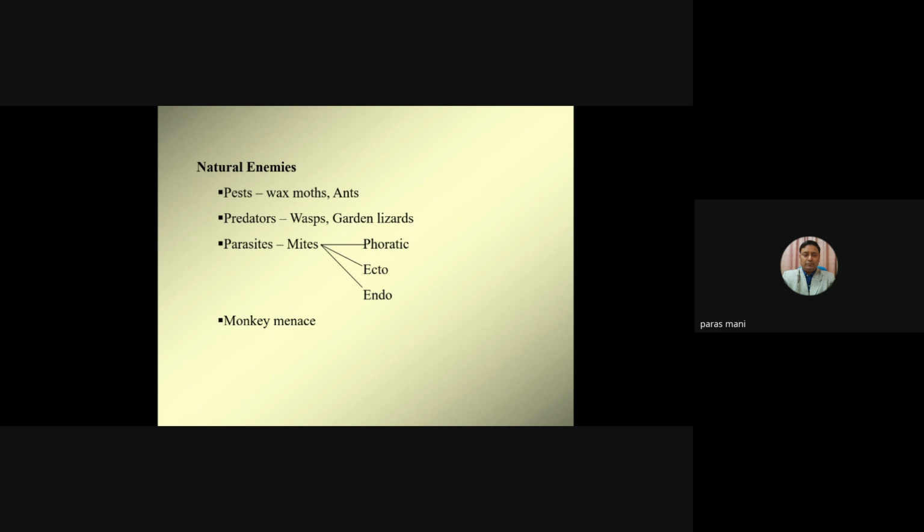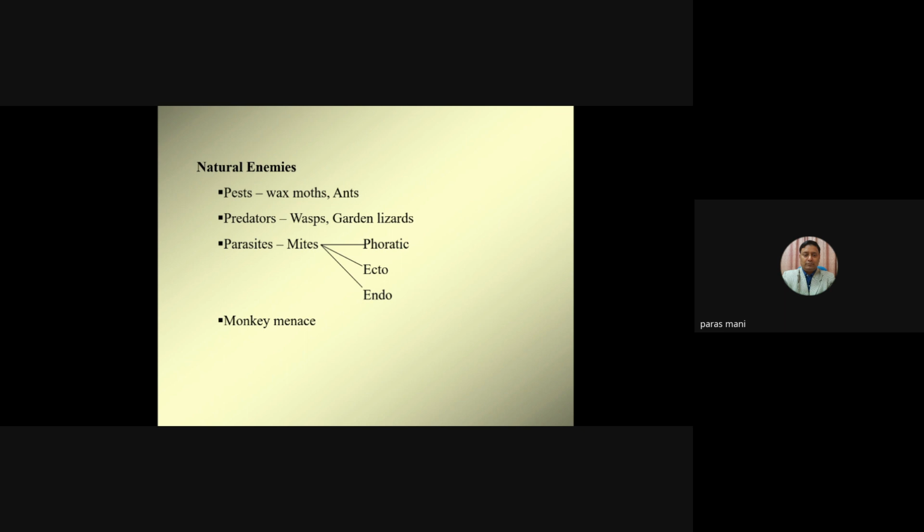And parasites. Parasites usually will be smaller than the host. Here the host is the honeybee. In case of predators, the host will be smaller compared to the predator. In case of parasites, the host will be larger, and the parasite organism will be smaller than the honeybee, which usually doesn't directly kill the honeybee, but continuously feeds and weakens it. Later it kills. That is, slow killing of the host happens in case of parasites.